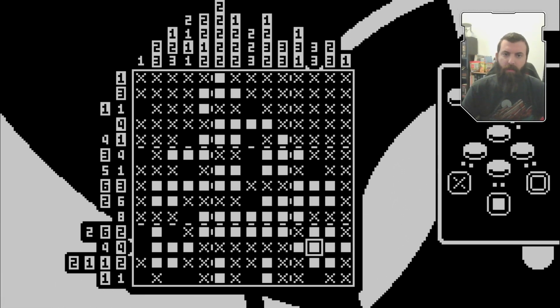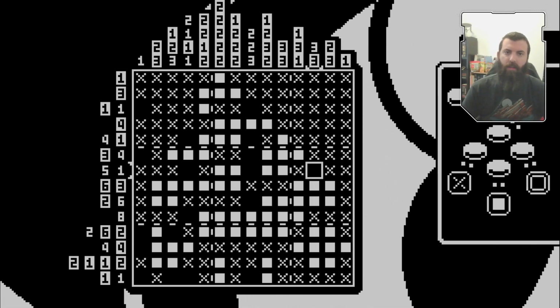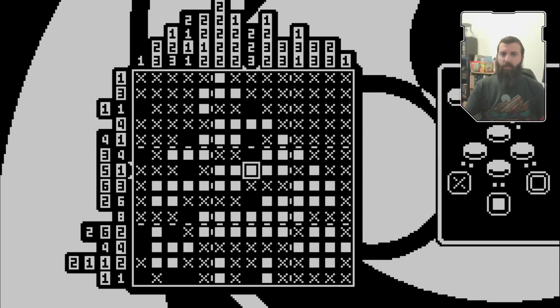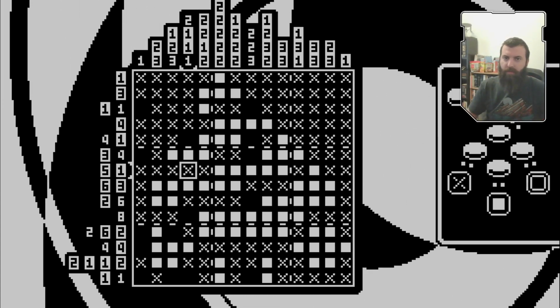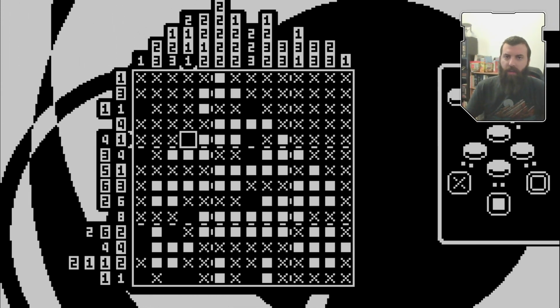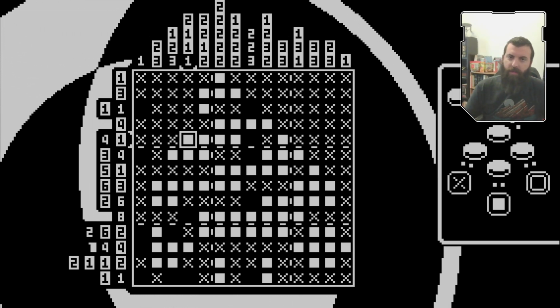We've also got a completed 3 here in this column, which means that we can finish out that. That confirms our 5, 1. 5 has to go there. Beautiful. This column here needs a 2, 1, 1, 1. Means that has to go there.